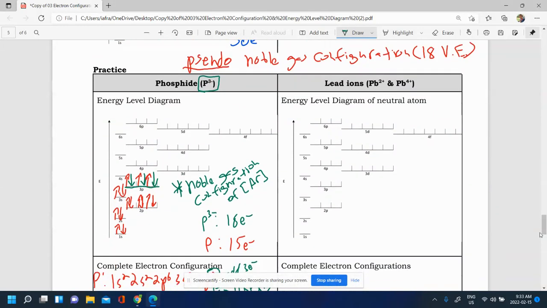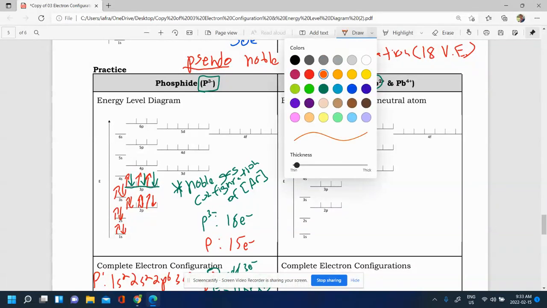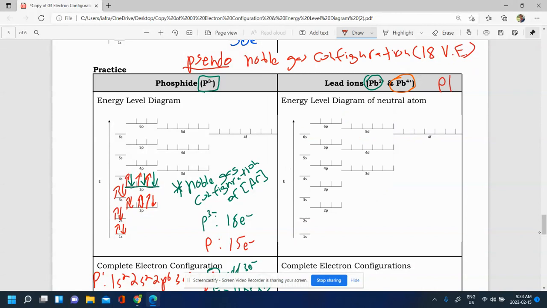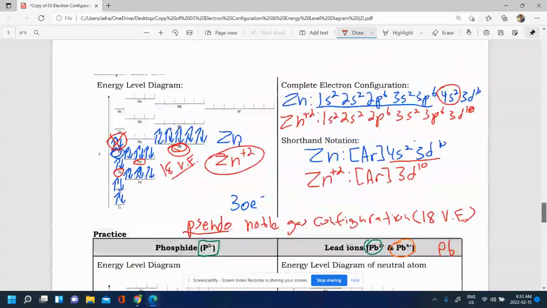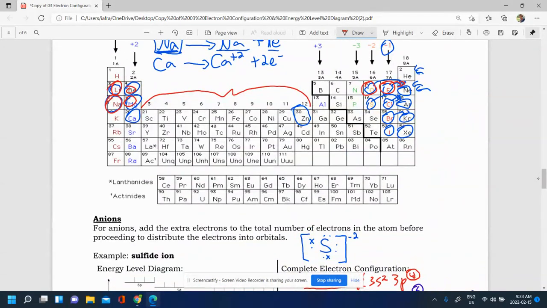So let's go ahead and take a look at the lead 2+ and the lead 4+. We're going to start off by doing our electron configuration first for just the regular lead. Let's just do Pb. We'll do that in red, and then we'll do the other ions in different colors. We'll do its neutral configuration using our periodic table of elements. Lead is way down here, so this is a pretty big configuration. It looks like we're going to have to go through some F block elements as well.